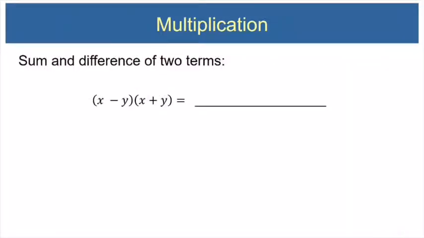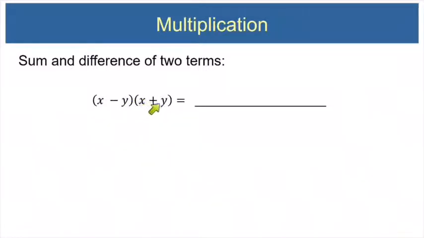Now let's look at a couple of shortcuts for multiplying special kinds of binomials together. One kind of problem that we see a lot is a sum and difference of the same two terms. Remember, the word sum means addition, and the word difference means subtraction. So here we have a sum of x and y, and here we have a difference of x and y.